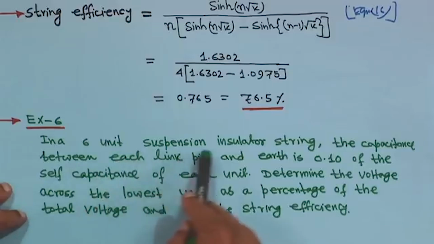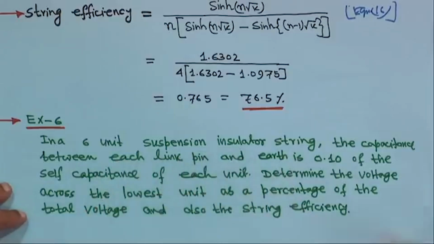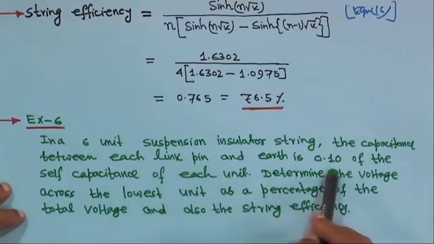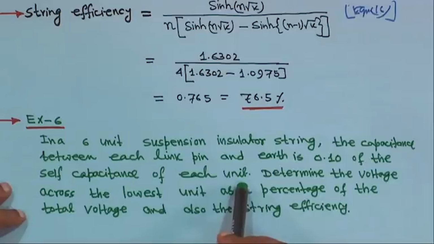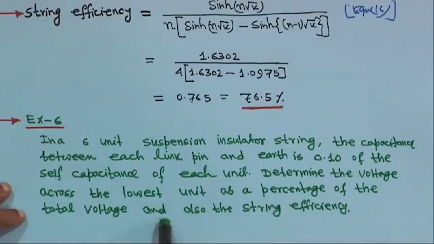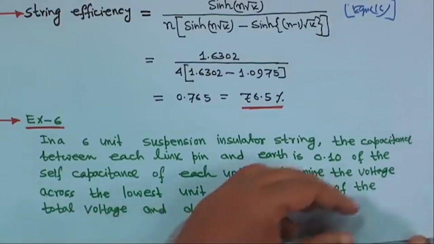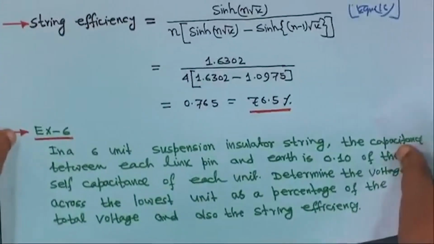In a 6 unit suspension insulator string, the capacitance between each link pin and earth is 0.10 of the self capacitance of each unit. You have to determine the voltage across the lowest unit as a percentage of the total voltage and also the string efficiency. So, that is your problem.